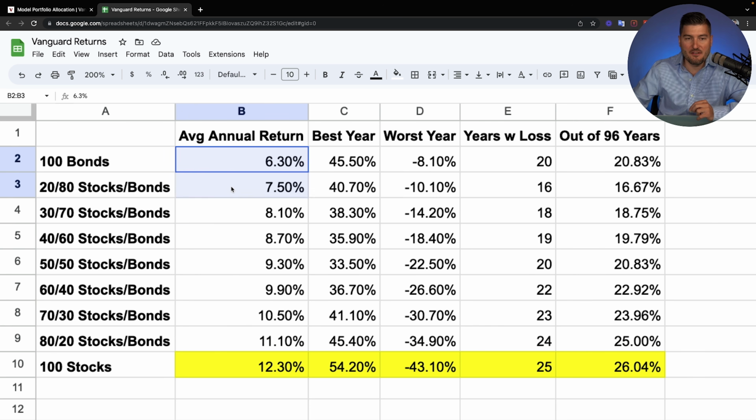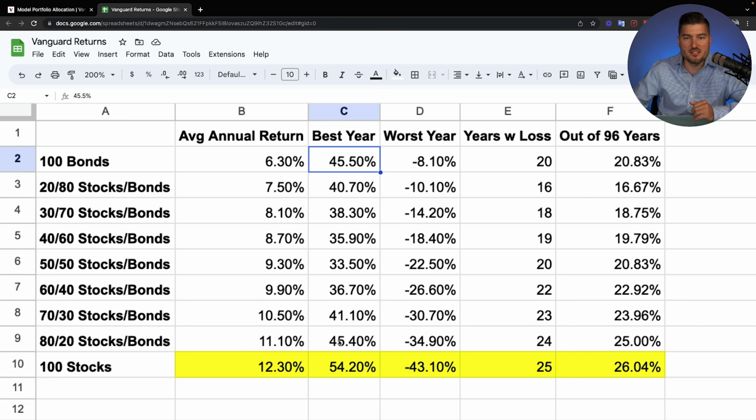And you can see here the average annual return just increases with the amount of allocation to equities, to stocks. So you can see here that it's almost double. If we're 100% bonds over 96 years, you're making an average annual return of 6.3. If you're 100% stocks, you're making an average annual return of 12.3, literally almost double.